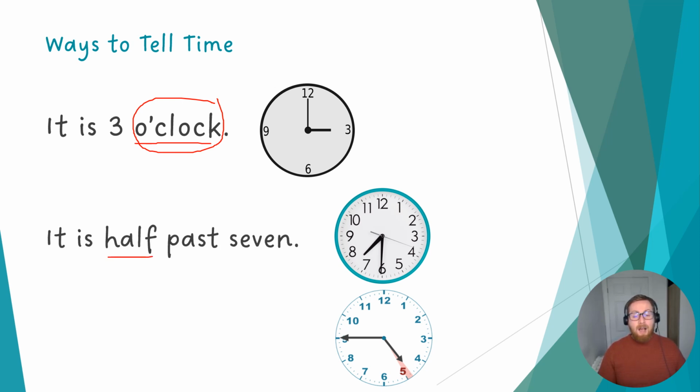It's 7:30. The hour is 7 and half the time has gone. It has passed. 7:30. We don't say 7:30. But what about this one?